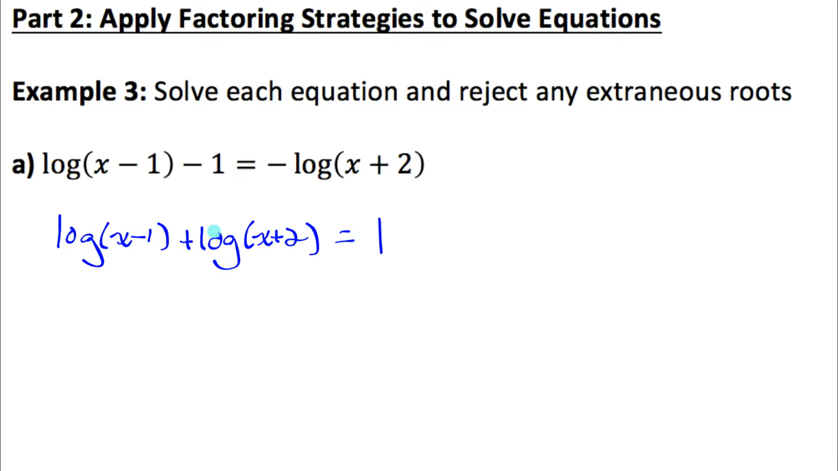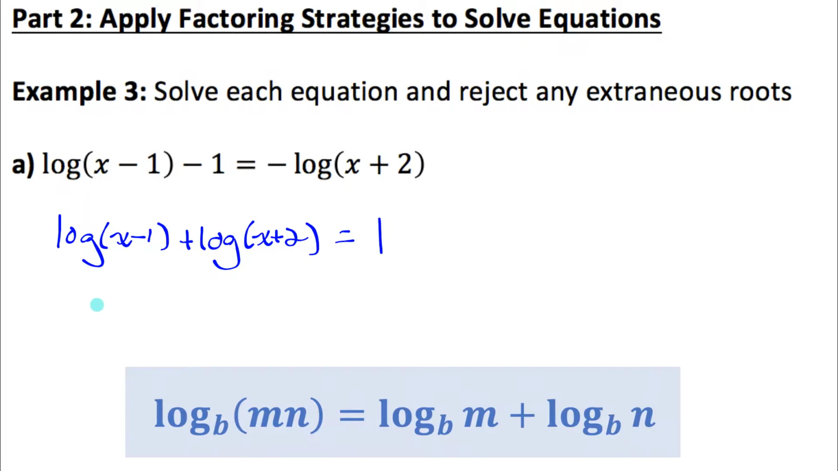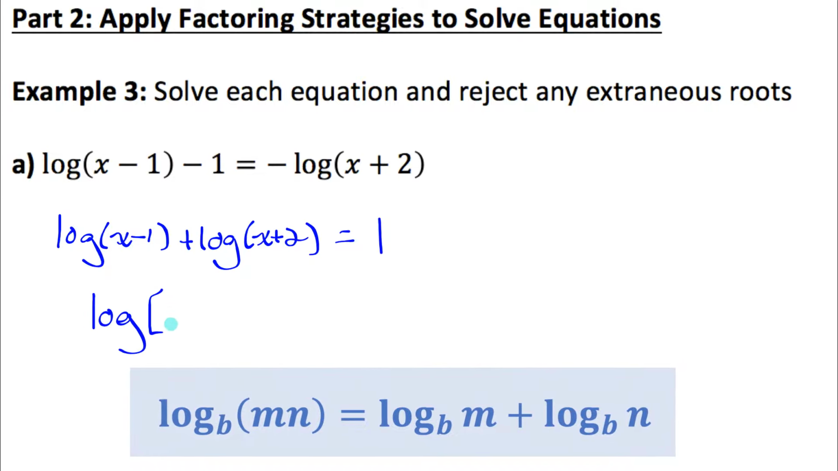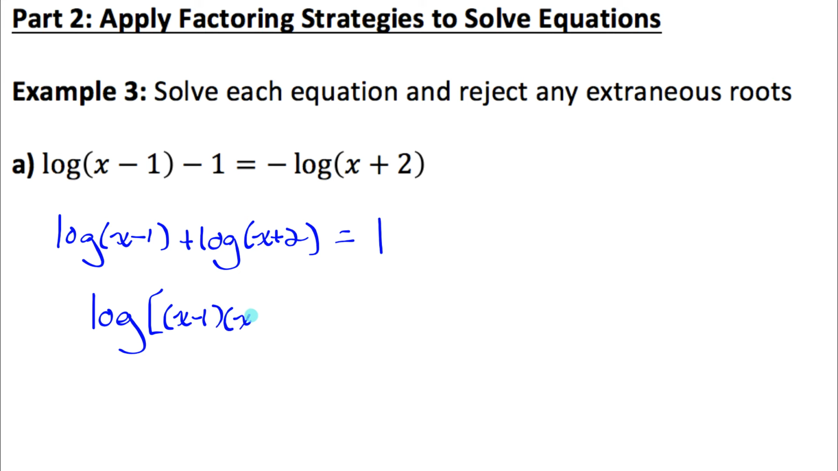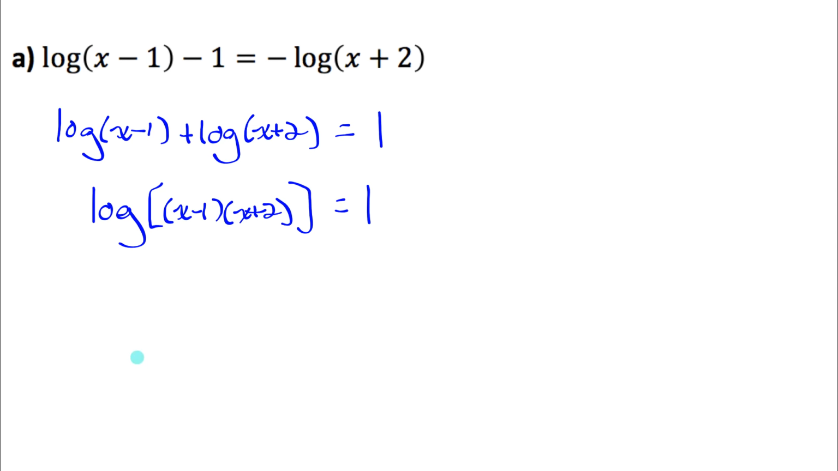And then notice these two logarithms that are being added, both are base 10, so we could use the product rule of logarithms that tells us we can now write this as a single logarithm, keeping that base of 10, but multiplying the arguments. And now that it's of the format log equals number, we convert it to exponential form. And remember, the base of this log, even though we don't see it, is 10. So this becomes 10 to the power of 1 equals this argument, which I'll expand. x squared plus 2x minus 1x minus 2.